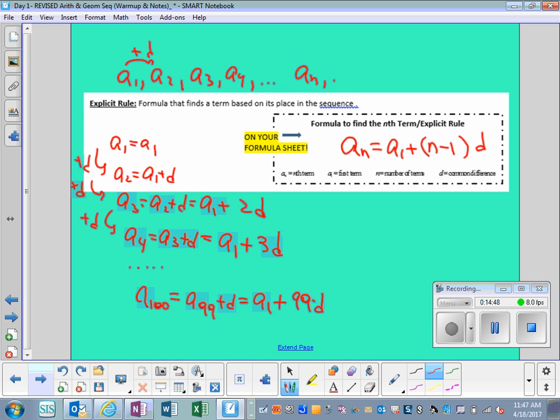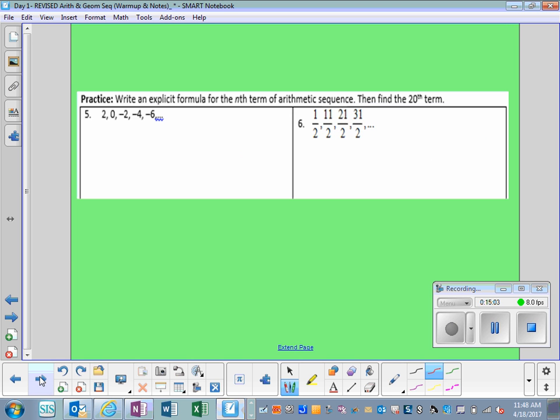Make sense? Okay, I have one other question. Sorry. Let's practice. Okay, so far so good? Yes. The formulas are on your SOL formula sheets, but you have to still get very familiar with them.